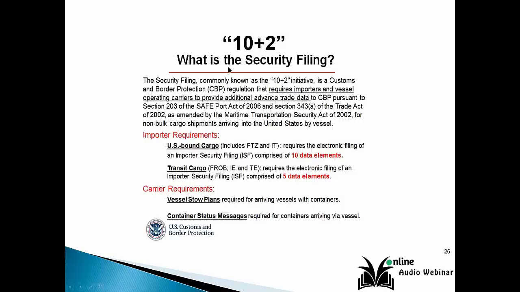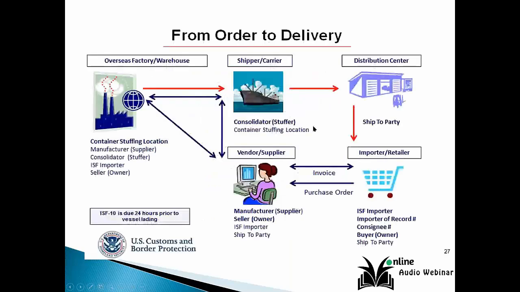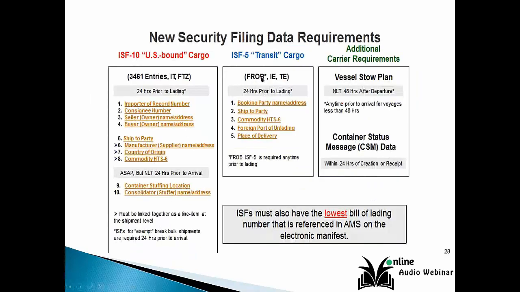What is 10+2 security filing? The Customs and Border Protection regulation that requires importers and vessel operating carriers to provide additional advanced trade data. Warehouse is the shipper, goes to a distribution party, retailer. There's a few notes on the new security filing data requirements.